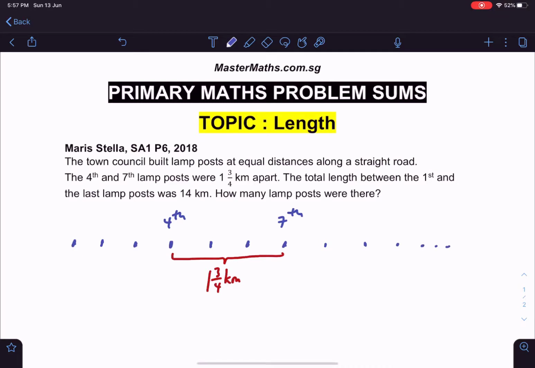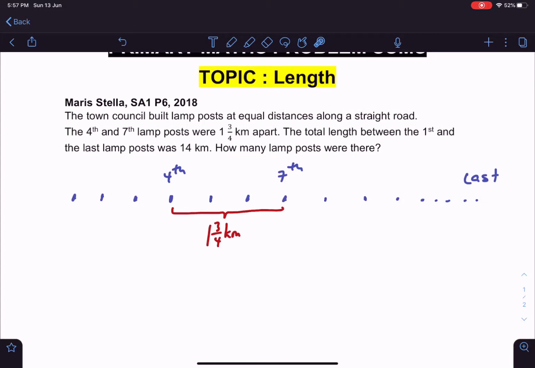So there's the last one here, and a series of lampposts in between. The key thing to understand is that between each lamppost, we have an equal distance. So what does this mean? In one gap, what is the distance? Between the fourth and the seventh are 3 gaps, covering a distance of 1 whole 3/4 kilometers. We can then find one gap.